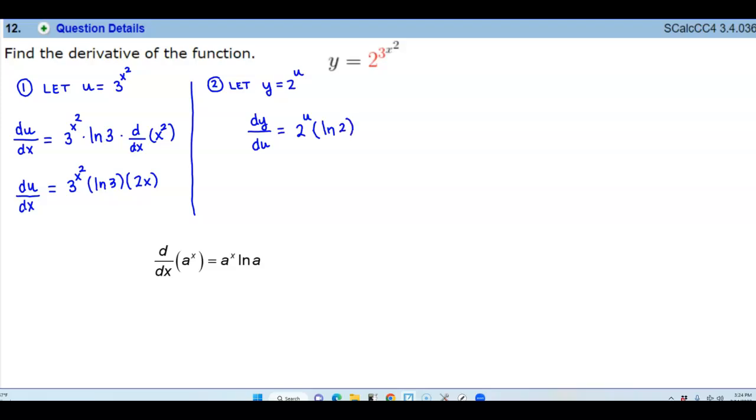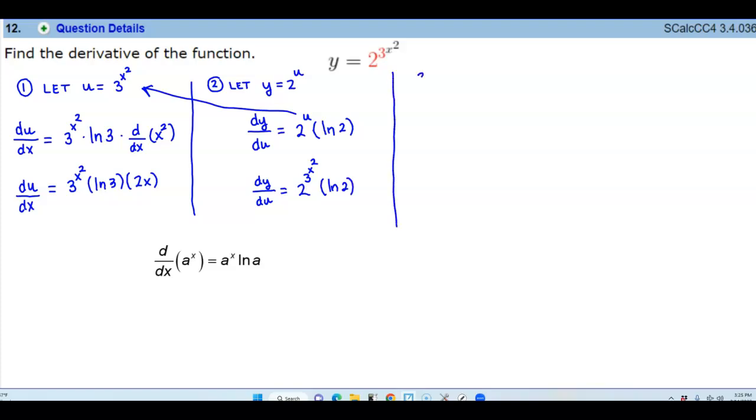And so now we need to substitute what we initially established u would equal. We said that u is equal to 3 to the power of x squared. So this is going to be 2 to the power of 3 to the x squared times the natural log of 2.